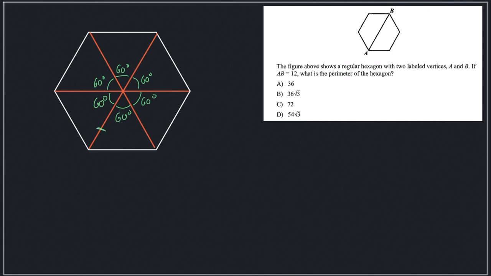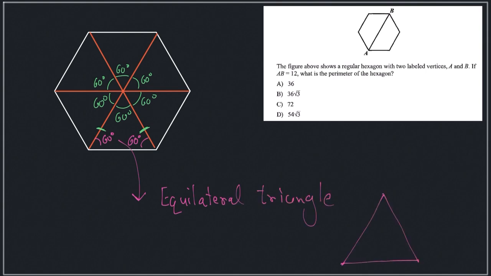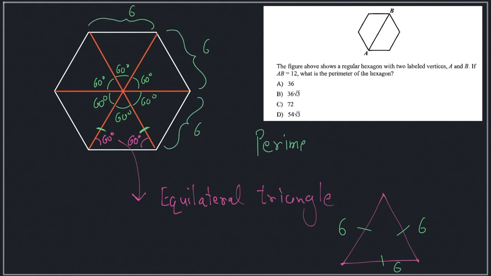As this is a regular polygon, the distances between the center and the vertices are also equal. Therefore, other angles in this triangle are also 60 degrees. This means it is an equilateral triangle. Therefore, all the sides of this triangle will be 6 units long, which further implies that all the sides of this hexagon will be 6 units in length, which makes the perimeter 6 times 6 or 36.